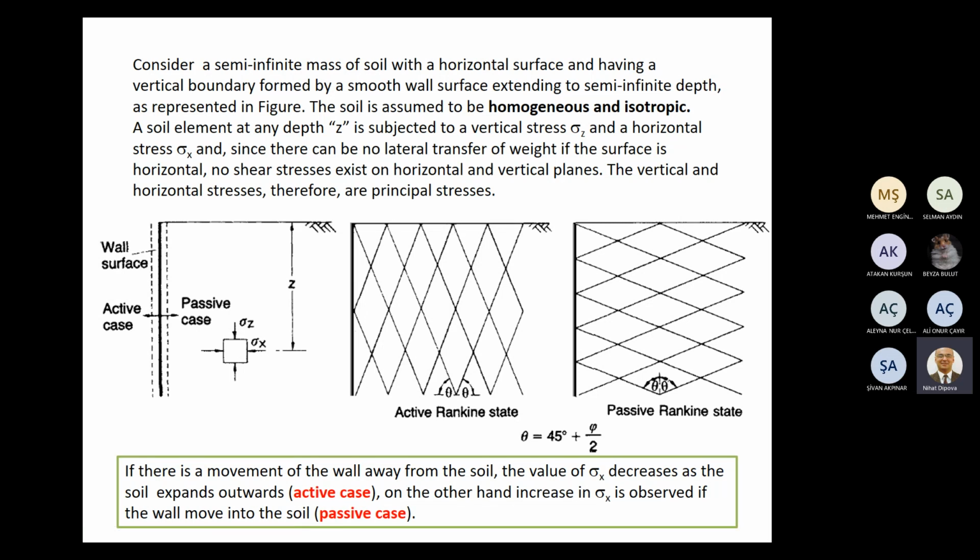No shear stress exists on horizontal and vertical planes. Therefore, these two stresses, sigma X and sigma Z, without shear stress, of course, are principal stresses. And of course, sigma Z is the maximum principal stress, and sigma X will be, in this case, the minimum principal stress, sigma 1 and sigma 3.